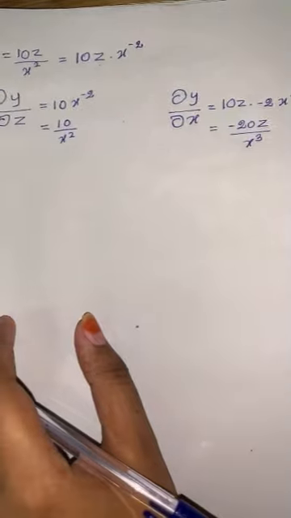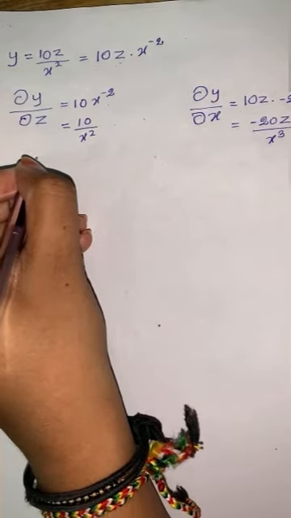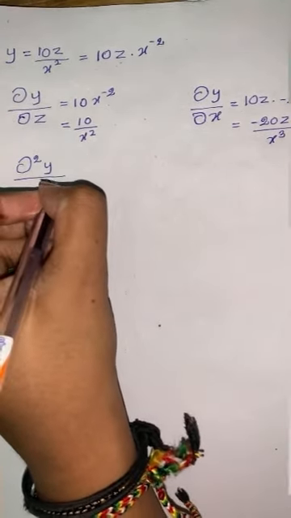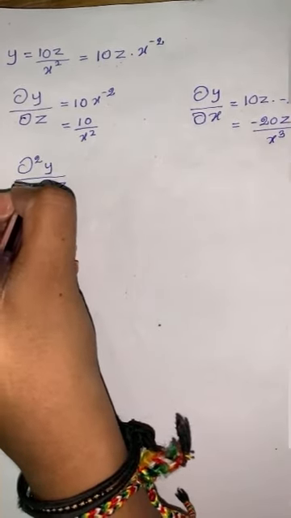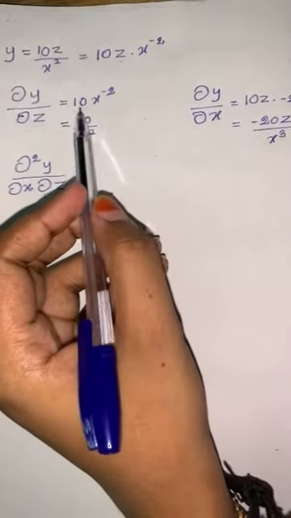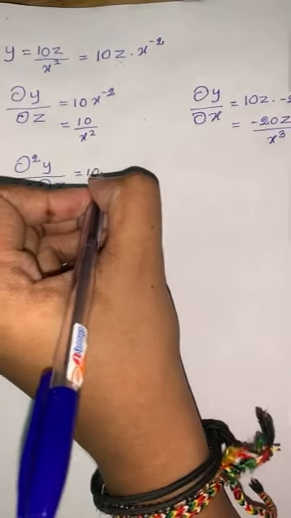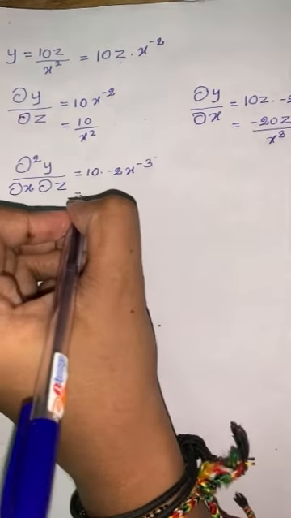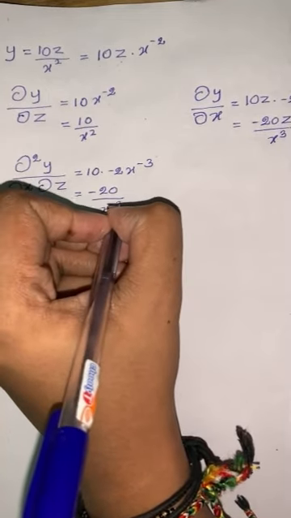Okay, just cross-check whether our answer is correct or not. So what can we do? We have to do dabba y with respect to dabba x. So what is the differentiation? We know that 10 into minus 2 into x to the power minus 3. So the answer is minus 20 over x to the power 3.